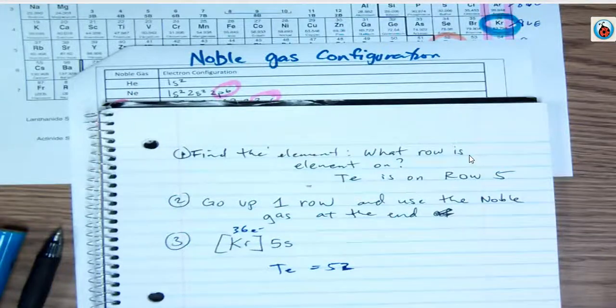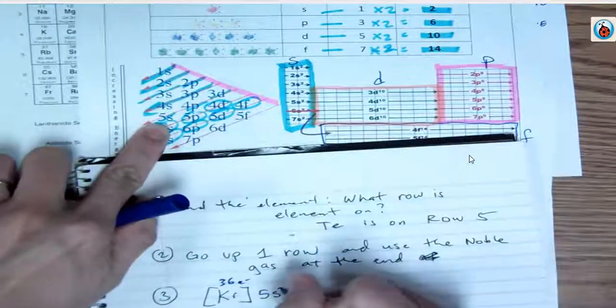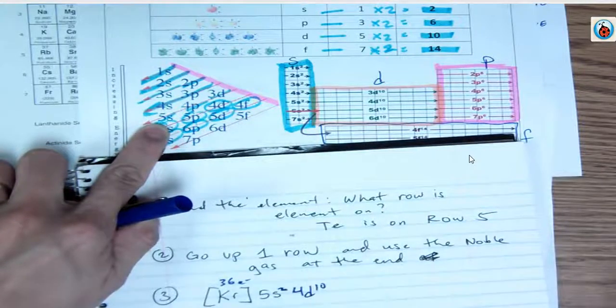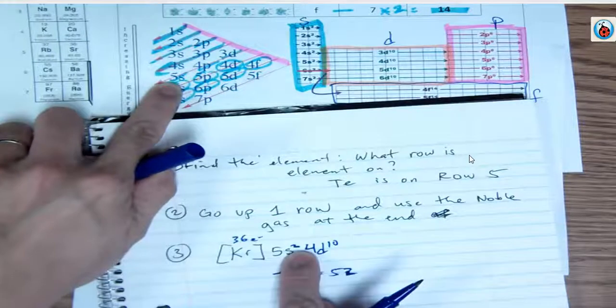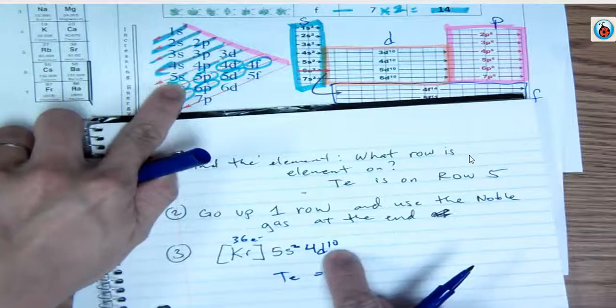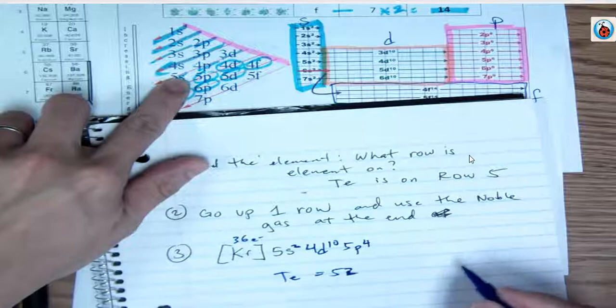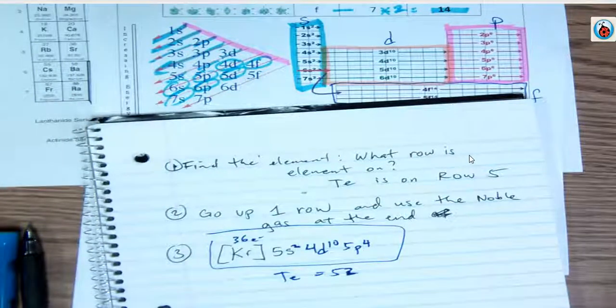So we go back to the diagonal rule. We're at 5s. 5s2. What's after 5s? 4d10. So that's 36 plus 2, that's 38. Plus 10, that's 48. We need 4 more. What's after 4d? 5p4. And this would be your noble gas configuration. With more practice, it becomes easier, and it becomes a lot shorter than the long electron configuration.